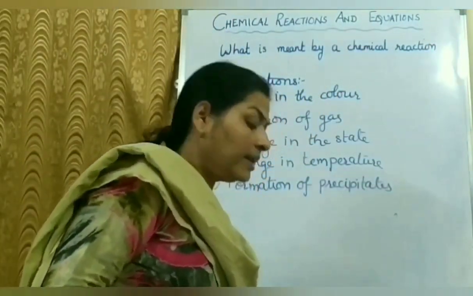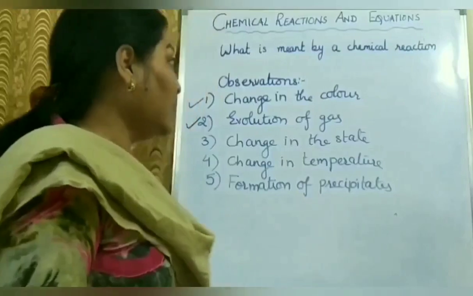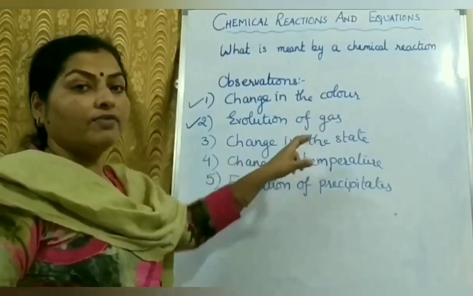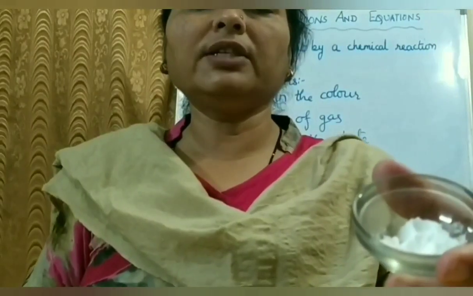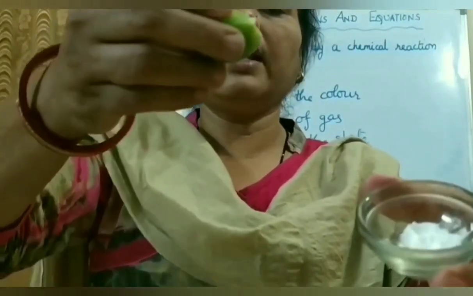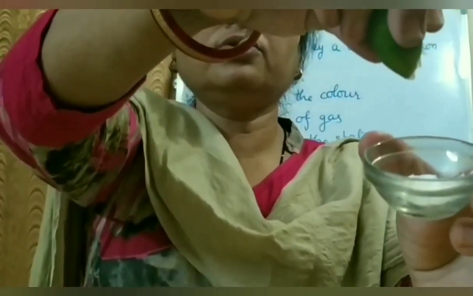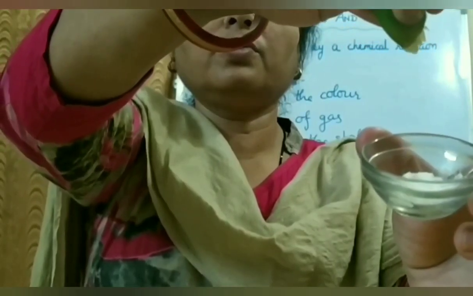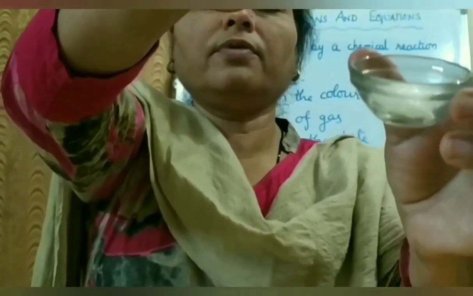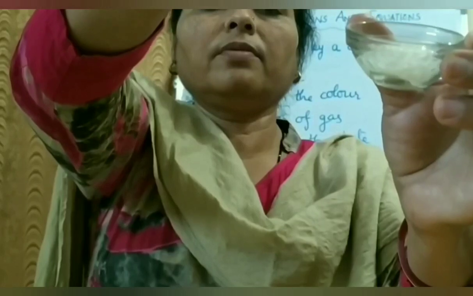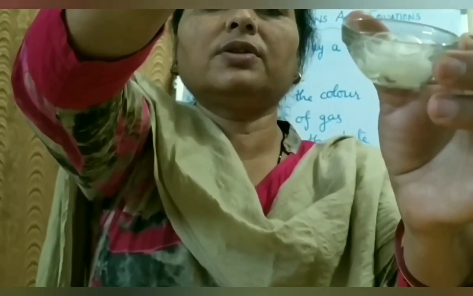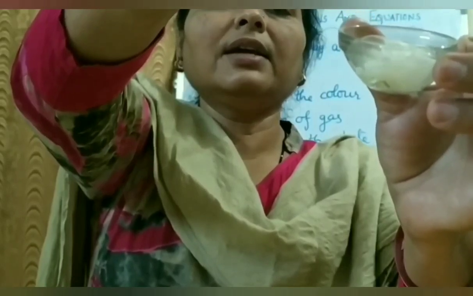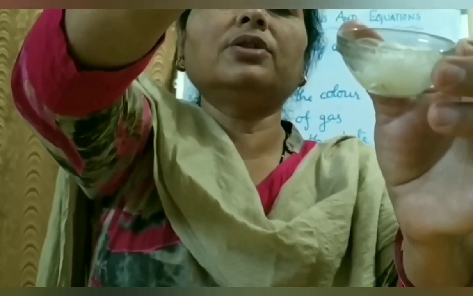Then the next one. Let us see evolution of gas. So here I have taken sodium bicarbonate, which is a white color powder, and now I am again going to drop a few drops of lemon juice, and you can see a lot of bubbles are coming out.